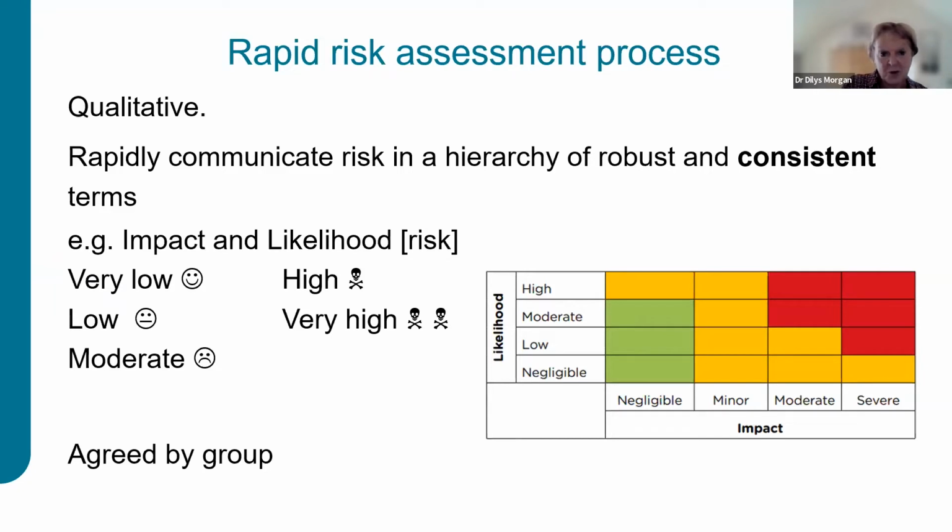consistency is important, because you're communicating these risks to people who may not understand the process. And if you mention minor one day and low the next, they may get confused as to the relative risk of either of those descriptors. And when you do a risk assessment process, it's always best if the group agrees with a risk assessment and signs up to it.